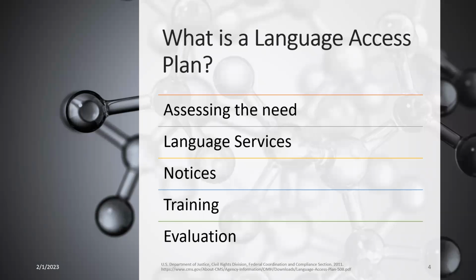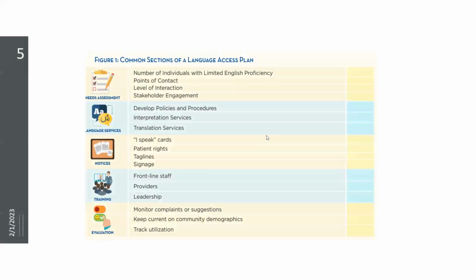The first one is assessing the need. The second one, language services. Third one, described as notices. Then we have training, and finally, evaluation. What we're seeing on our screen right now is a basic plan, and this is what the CDC, just to mention, an institution, uses as a model for their language access plan.